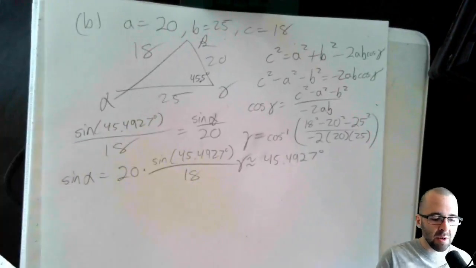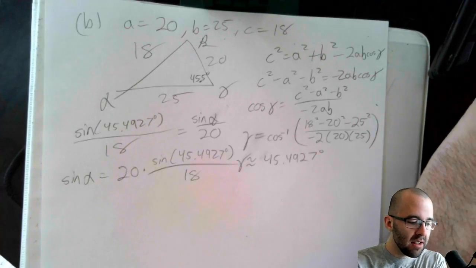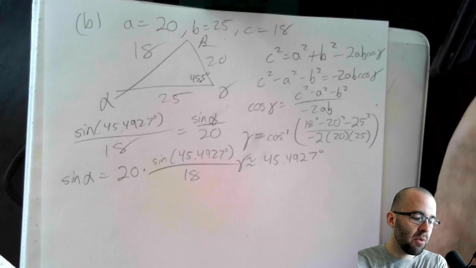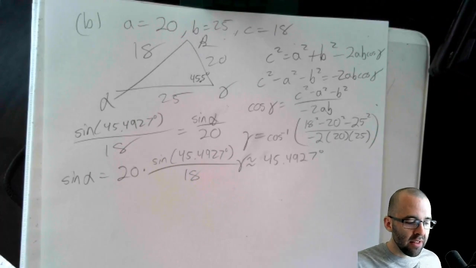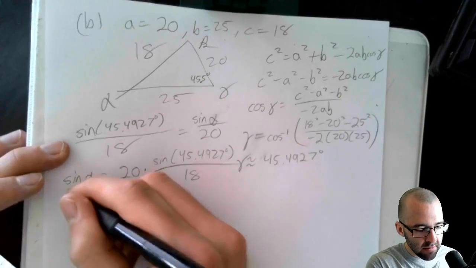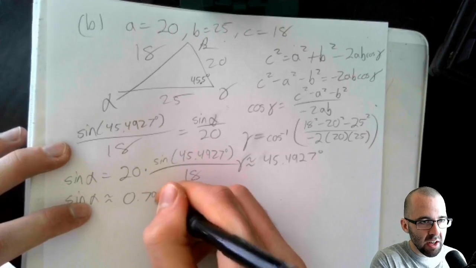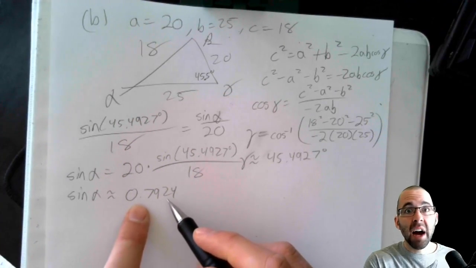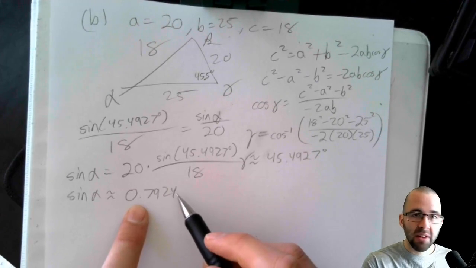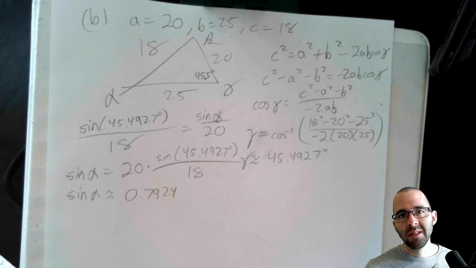And again, it's a good idea when you're using law of sines. What does that right-hand side look like? The right-hand side is 20 times the sine of 45.4927 degrees divided by 18. That right-hand side is 0.7924. Because remember, if that right-hand side were something like 5 or 7, any number bigger than 1 or smaller than -1, we'd say there's no answer.